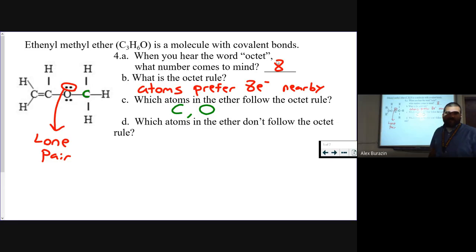Question D, which of the atoms in the ether don't follow the octet rule? And that's all of the hydrogens, right? If you look at all the hydrogens, each hydrogen has 1 bond coming from it and no lone pairs anywhere nearby. The hydrogens all have 2 electrons nearby.